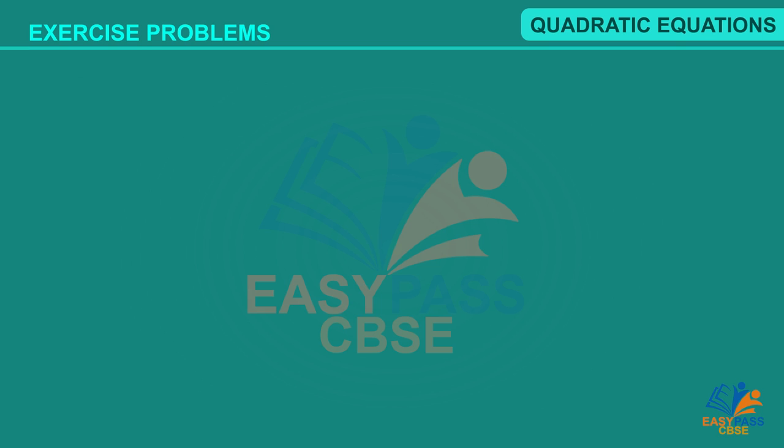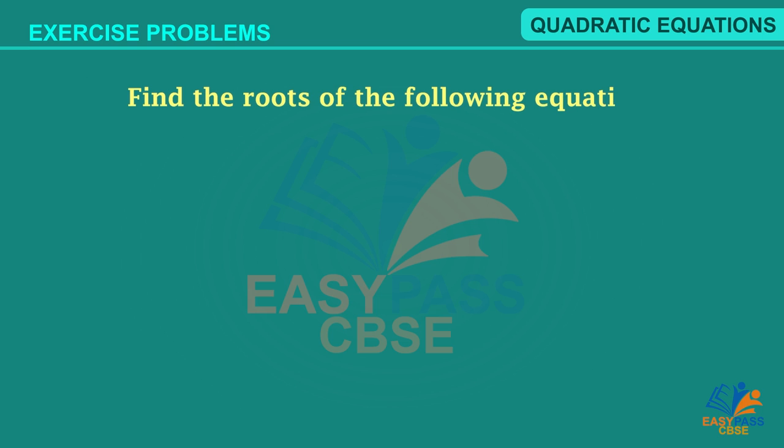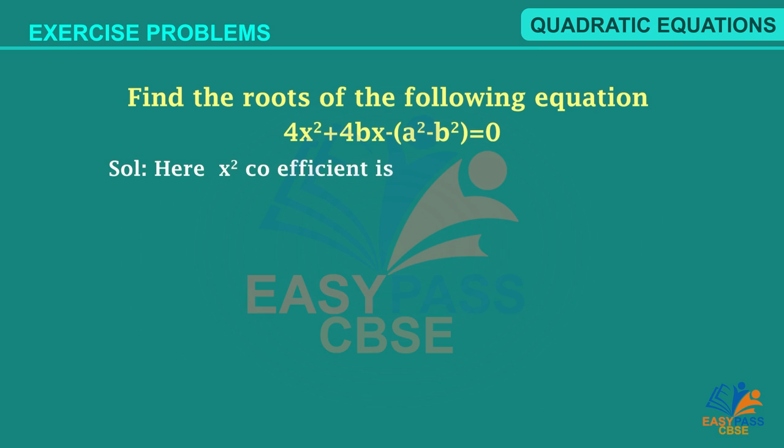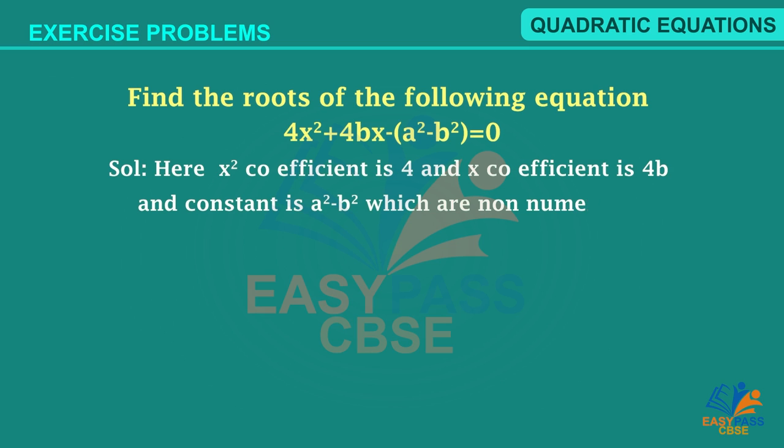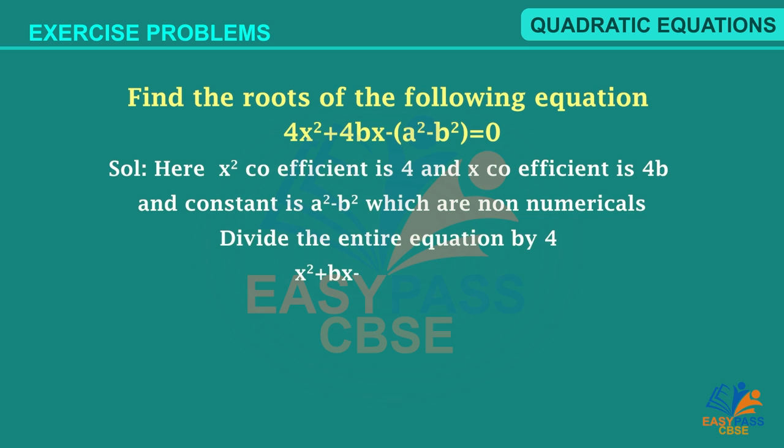Now, we do some more questions using the same method, but not numericals. We have unknown letters there. For example, find the roots of the following equation: 4x square plus 4bx minus a square minus b square equal to 0. Here, x square coefficient is 4, x coefficient is 4b, non-numerical. A square minus b square also non-numerical. As usual, divide the equation by 4. We get x square plus bx minus (a square minus b square) by 4 equal to 0.